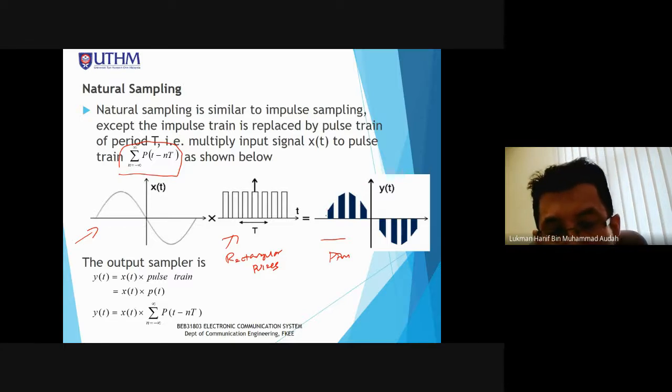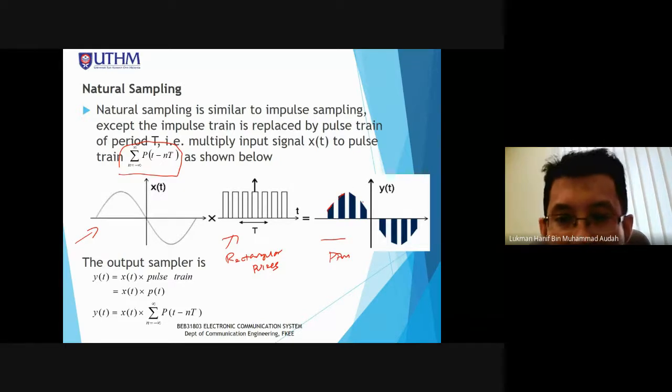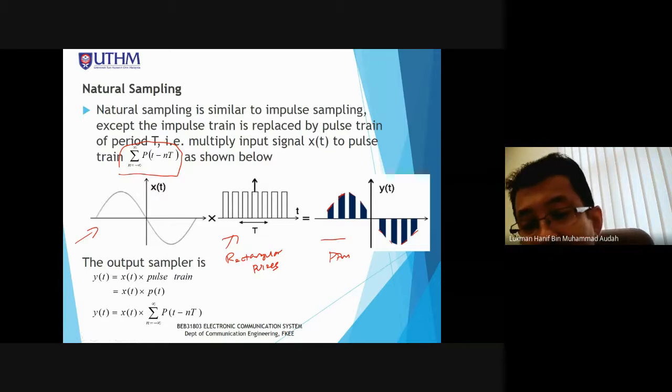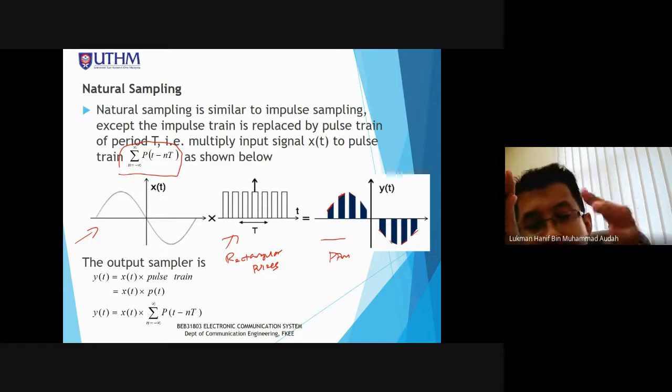Perbezaannya adalah bentuknya. So this is, you see that the top of this follows the shape of the input. Okay, signal bahagian atas ni dia akan follow shape of the input. Nampak, so ini baru dipanggil natural sampling kerana output, the shape of the output follows the natural shape of the input. So itu sebenarnya namanya natural kerana dia follow the shape of the input.